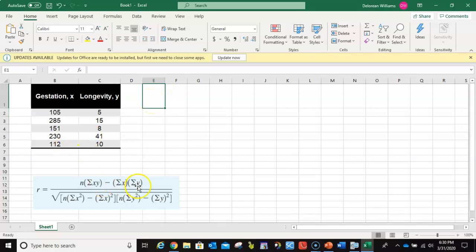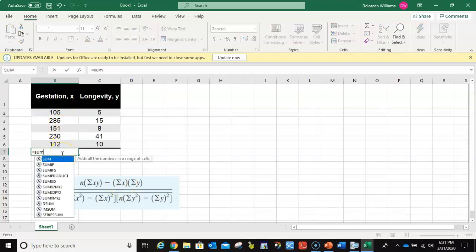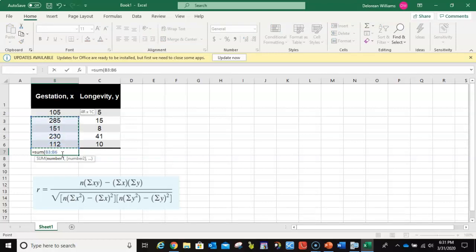So what I'm going to do, since I know I need to sum the x values, I'm going to go ahead and do that here. These 5 values represent my x values, so I'm going to say equals sum. I'm going to tell Excel some instructions, highlight the x values, and enter. So 883 would be the value of this sum of x.